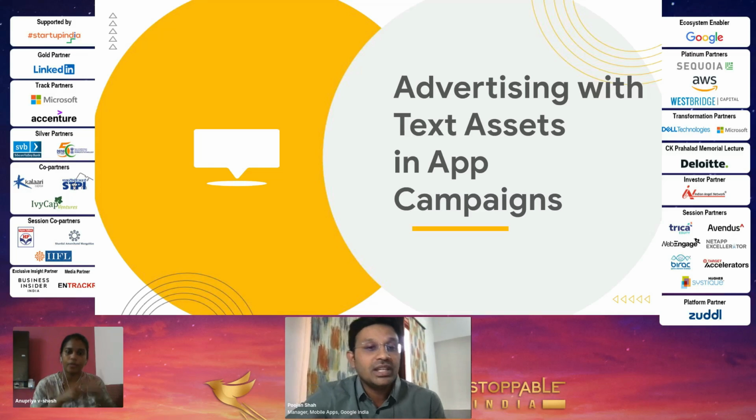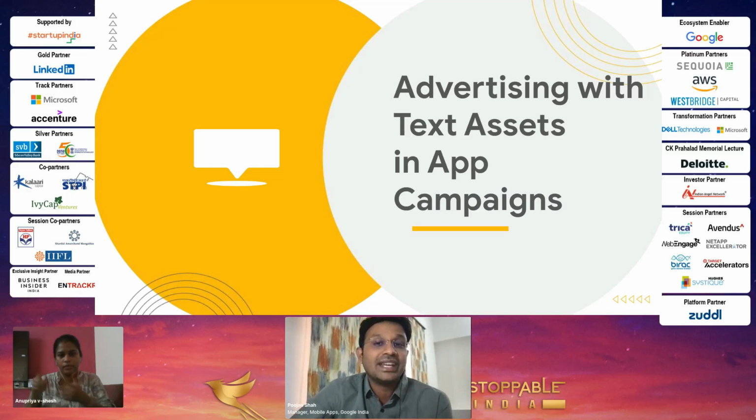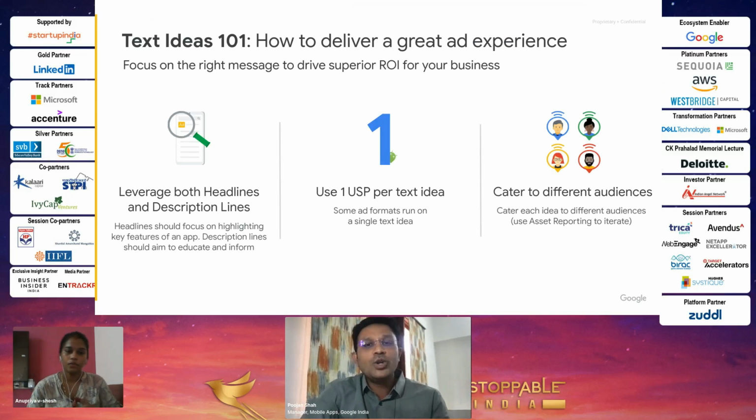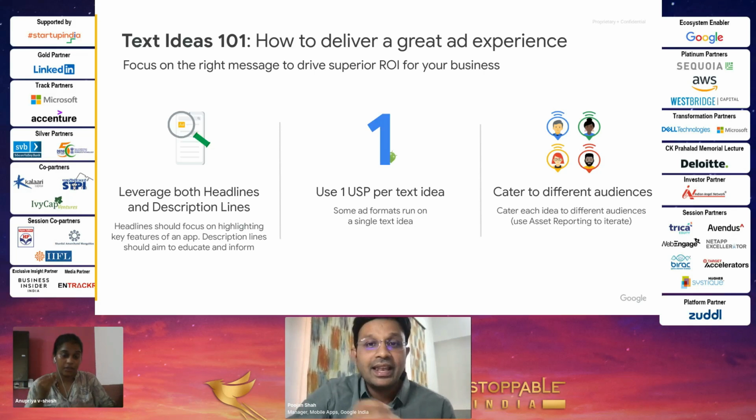Diving deeper into each of these asset types, starting with text assets. They allow you to keep creative cost at a minimum while still keeping control over the message you want to tell your users. So, how do you deliver a great ad experience through text? First, leverage both headlines and description lines. Headlines help you focus on highlighting key features, whereas description lines should aim to educate and inform.